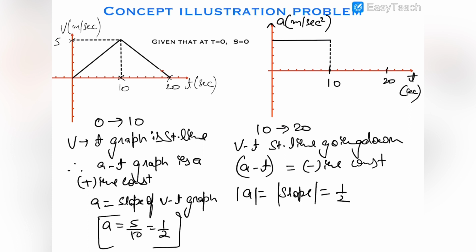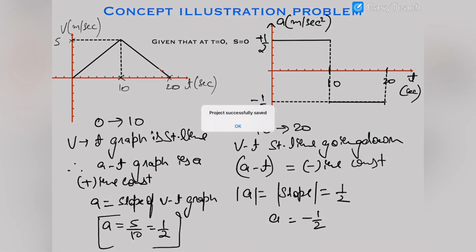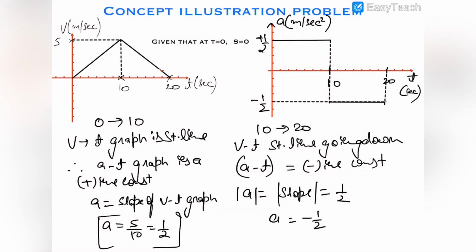So the AT graph acceleration would be minus half. So it would be a negative constant, and it would be minus half. So this graph would be like that. This would be a negative constant. This is plus half and this is minus half. So this is the acceleration time graph which we have drawn from this graph.